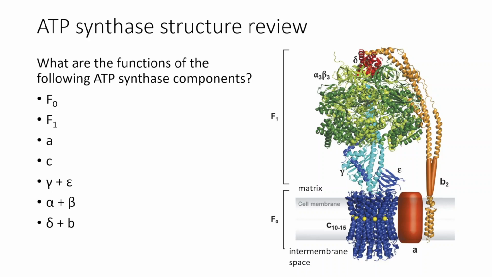So this is ATP synthase. It has a lot of different pieces. First of all, let's separate out the F0 and the F1 subunits. The F1 is drawn over here, F0 is drawn over there. What is the difference between them? What does each one of them do?